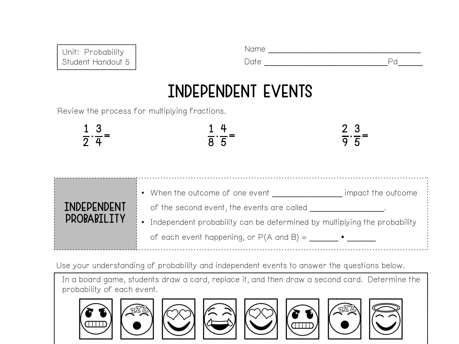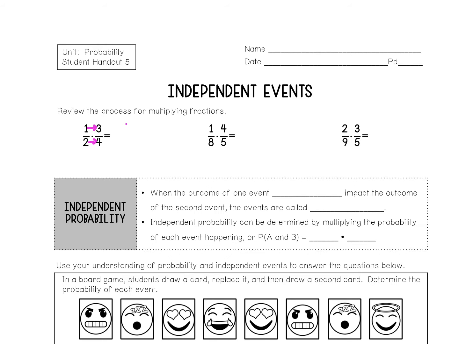Hello, today's lesson is on independent events. And before we start, we need to know how to multiply, or recall how to multiply fractions. So when we're working with fractions, we multiply straight across. For instance, the numerator multiplies the numerator and the denominator multiplies the denominator.